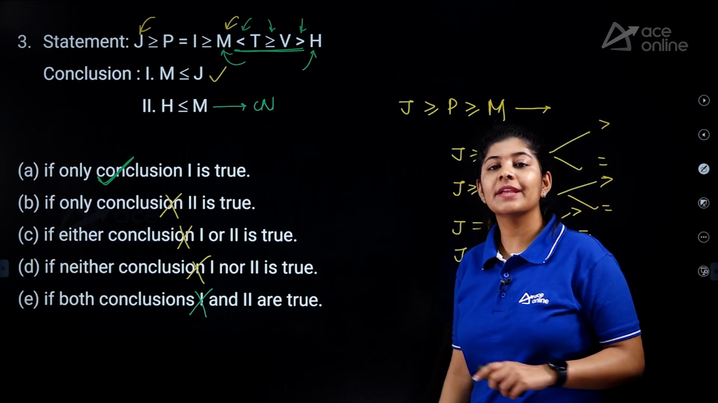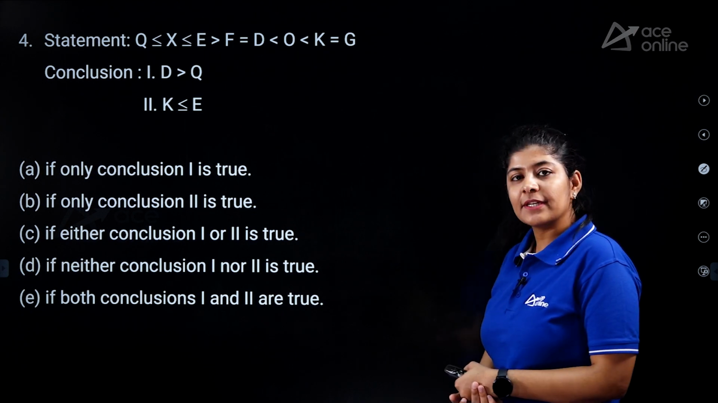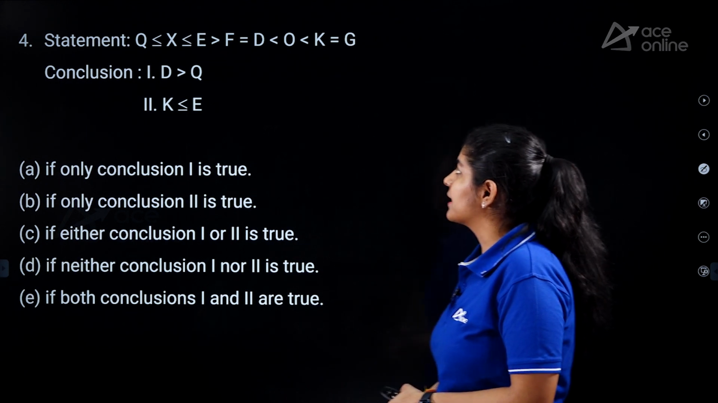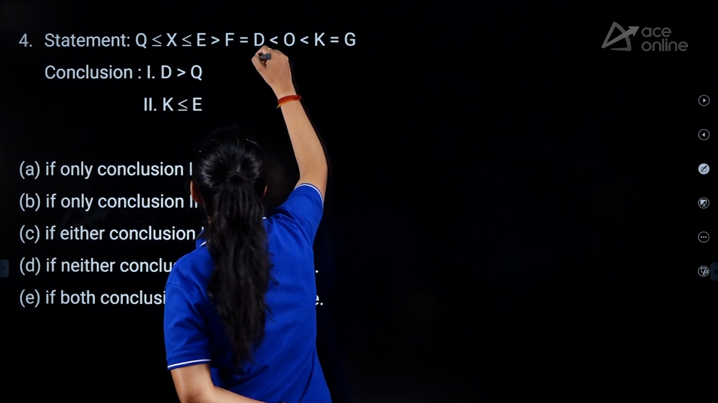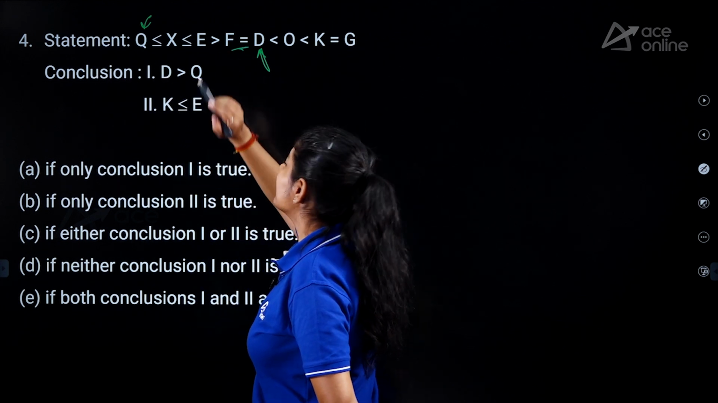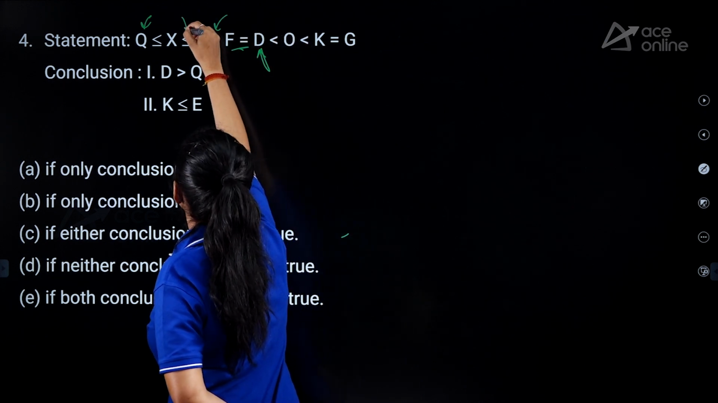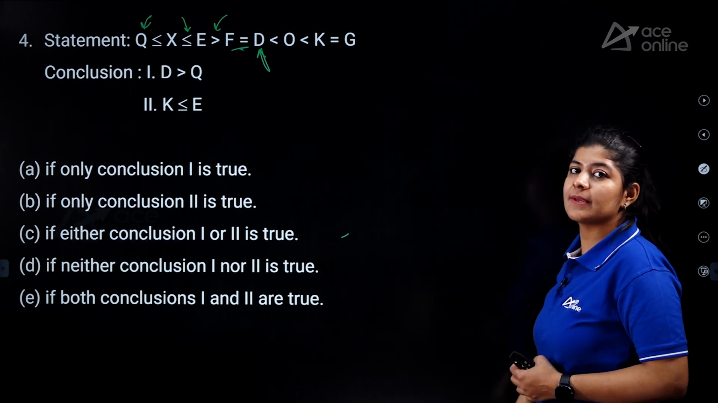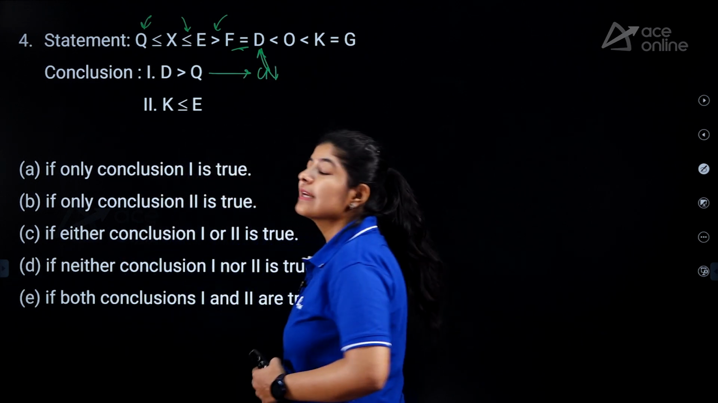Okay. Now the next one. Fourth one. So again we are having a statement, and on the basis of that we have to check two conclusions. The first conclusion says that D is greater than Q. So here we are having D and here we are having Q. If you see carefully, here we are having an equal to sign, it doesn't matter. But when we go further, here we are having the opposite symbols, and whenever we have opposite symbols, we can't determine anything from that. So we simply consider it as can't say.